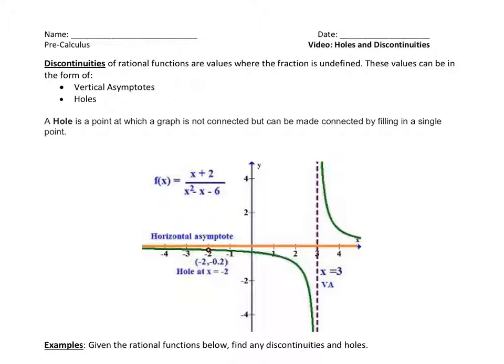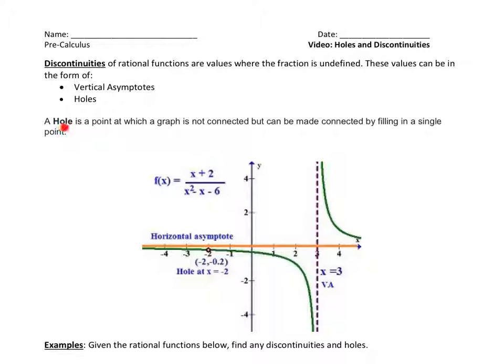Hi everyone, in today's lesson we're going to talk about how to find holes and discontinuities within rational functions. A discontinuity of a rational function is a value where the fraction is undefined. These values can be in the form of a vertical asymptote or a hole.